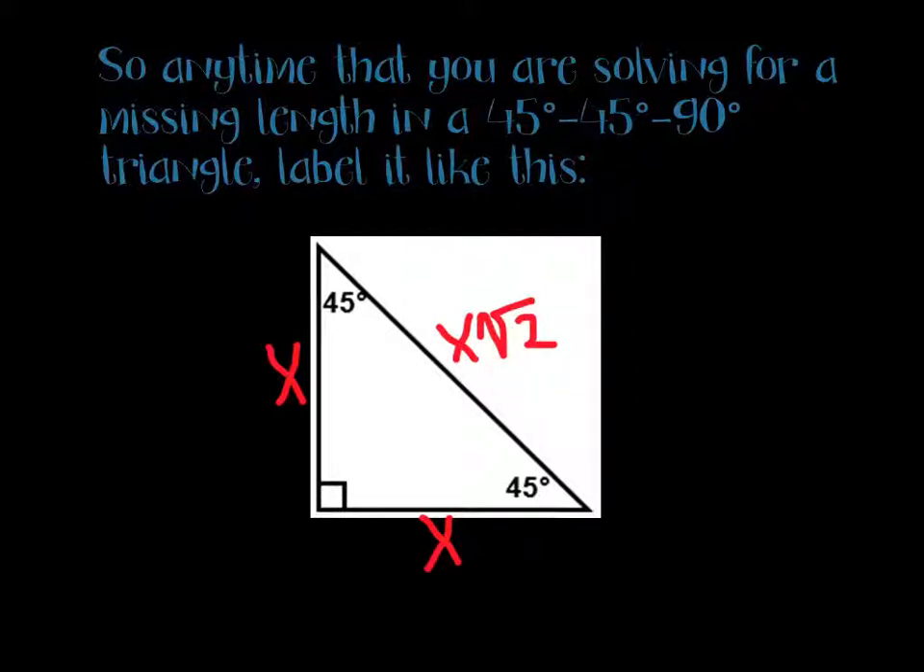That is why you need to label it, because in some way or fashion, if you know one leg, you can find the other. Or if you know the hypotenuse, you can find the other sides of the triangle. So make sure you label it just like this every time we're working on a problem. Now, let's look at some examples.